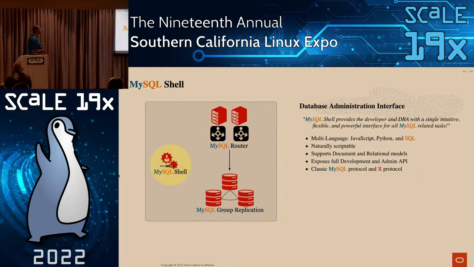And then we have Shell. So Shell also was released in 5.7. So you have JavaScript, Python, and SQL. The default when you log in is JavaScript, and you can write your own JavaScript plugins. You can actually write plugins that do all kinds of things. So very, very easy to use. It does the Document Store, our document store. It supports it just like our connectors do as well. So it does both protocols, the MySQL protocol and the X protocol.